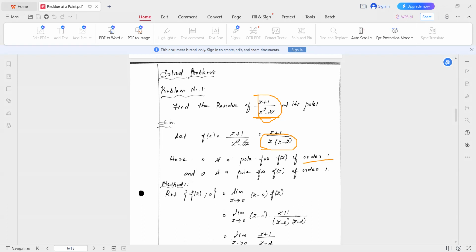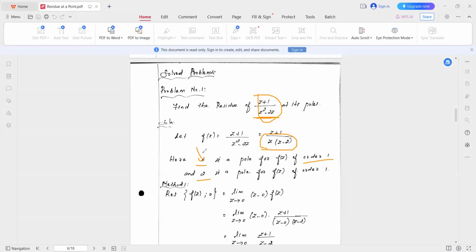Note that here we have two poles, 0 and 2. You have to find the residue for 0 as well as for 2, because they asked to find the residue at its poles. So we have to find the residue at the point 0 and the residue at the point 2. First we find the residue at the point 0 by using the first formula.